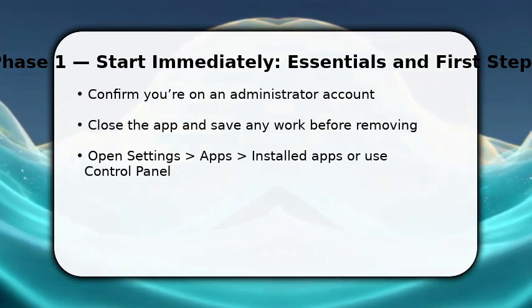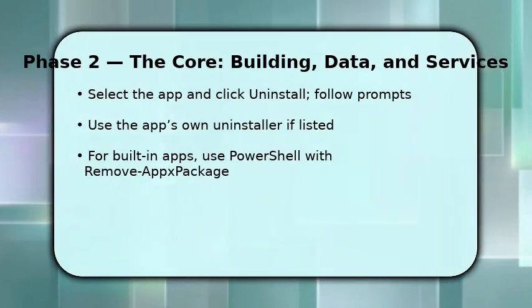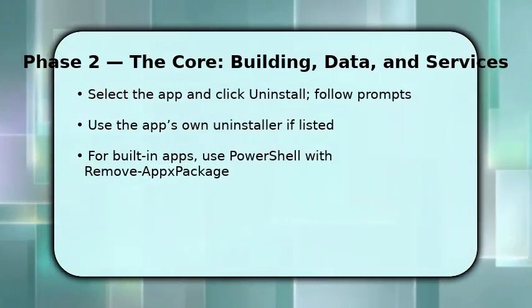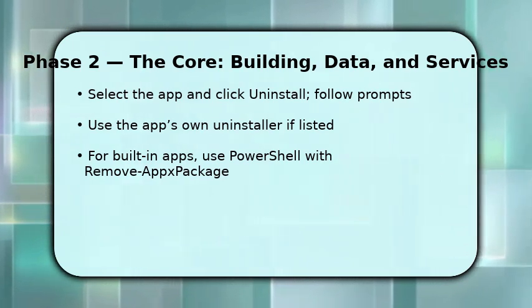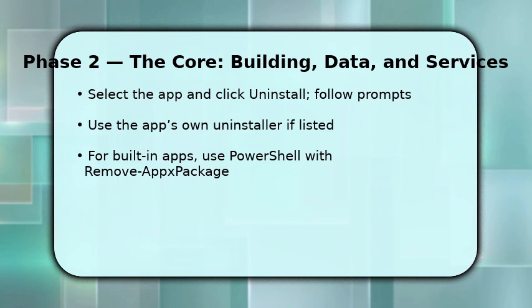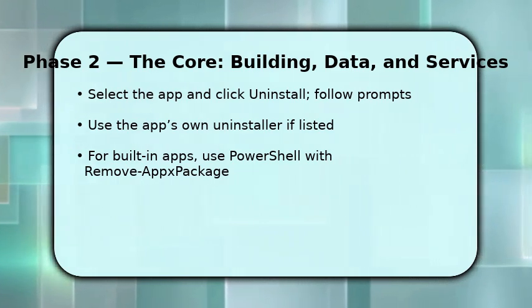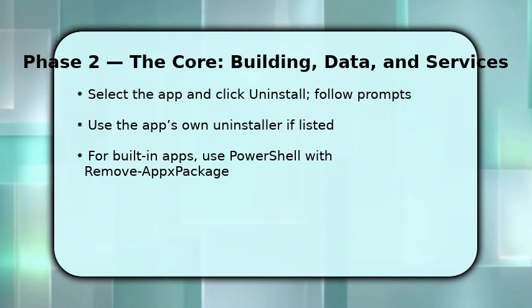You select the app and click Uninstall, then follow the on-screen prompts. This removes the main program and its registered components. If the program offers its own uninstaller, use that because it cleans custom files and registry entries.